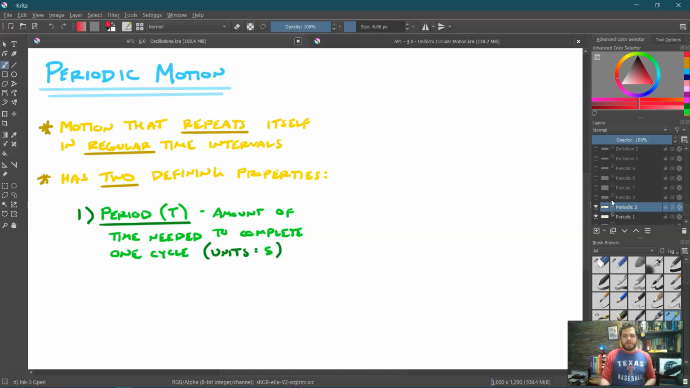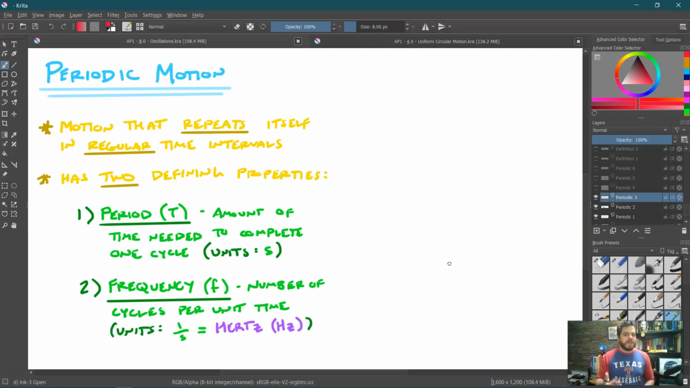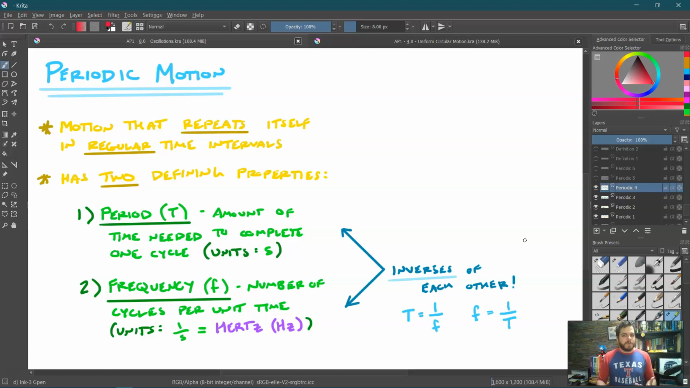The other one of these defining characteristics is that of frequency, which we abbreviate with a little f, which is the number of cycles per unit time, and typically that is per second, for instance. Now, that would be units of 1 over s, and that's how we've seen it previously, but there's actually a specific name for this unit, 1 over seconds, and that is hertz, H-E-R-T-Z, which you abbreviate with a capital H, lowercase z.